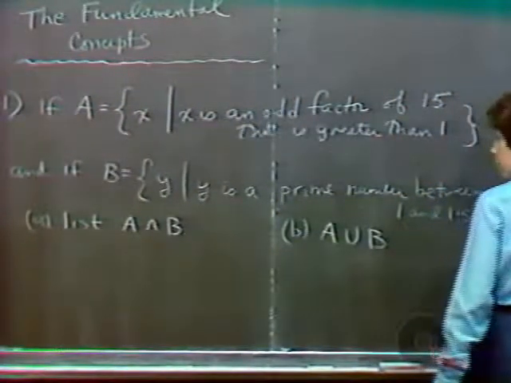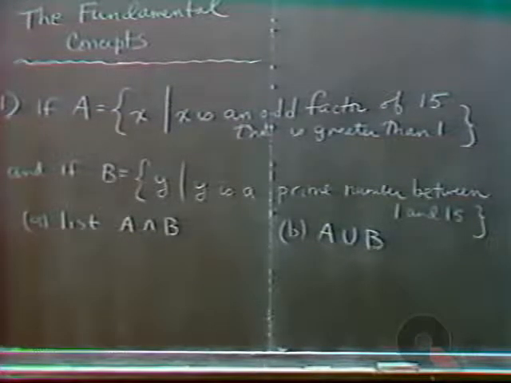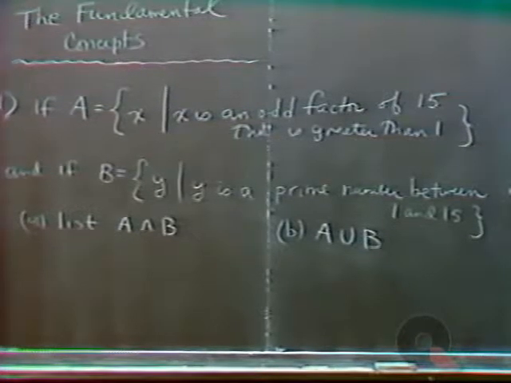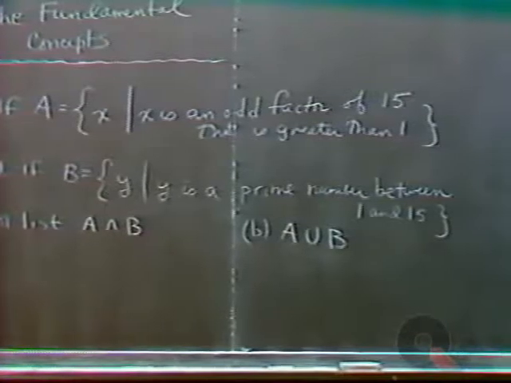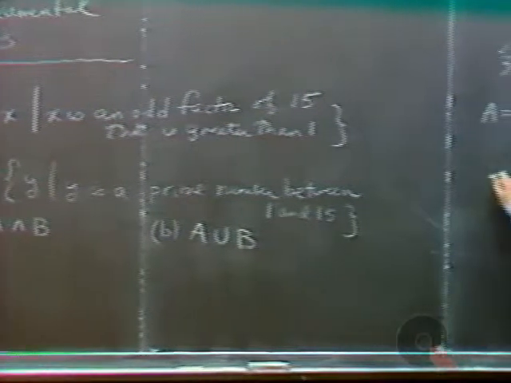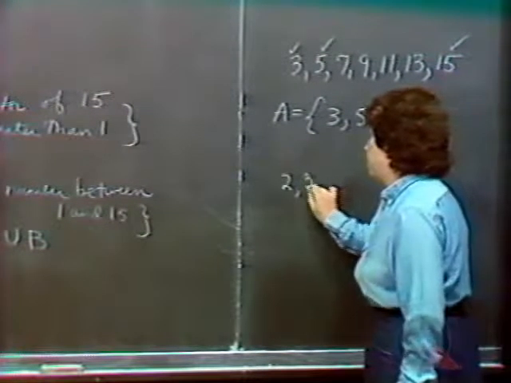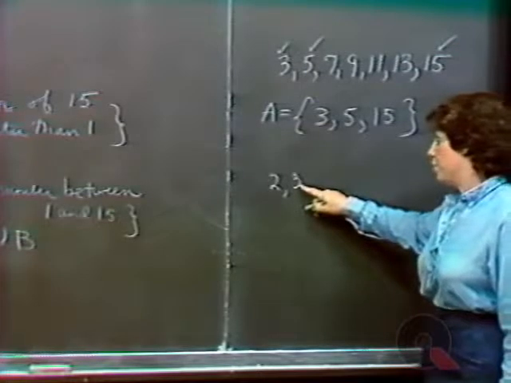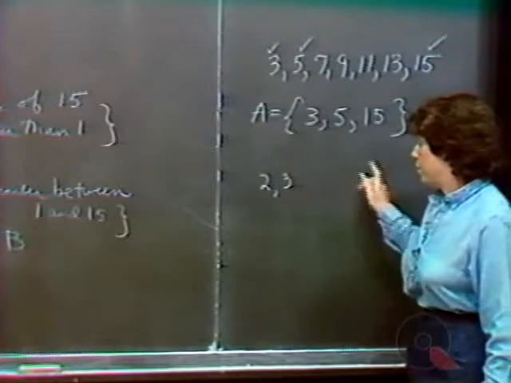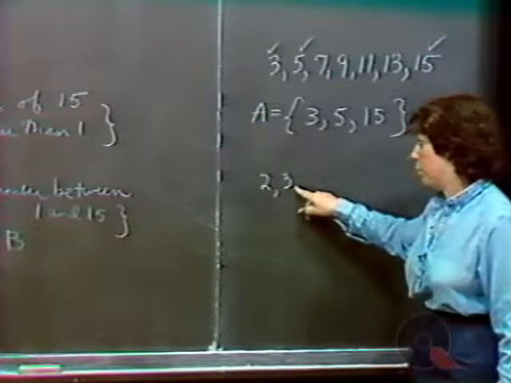Okay, let us now write down the elements of set B. All numbers y, such that y is a prime number between 1 and 15, greater than 1 and less than 15. Let's start writing down the prime numbers. Well, 2 is a prime number, 3. Now, we won't worry about any other even numbers because every even number other than 2 has 2 as a factor and therefore is not prime.